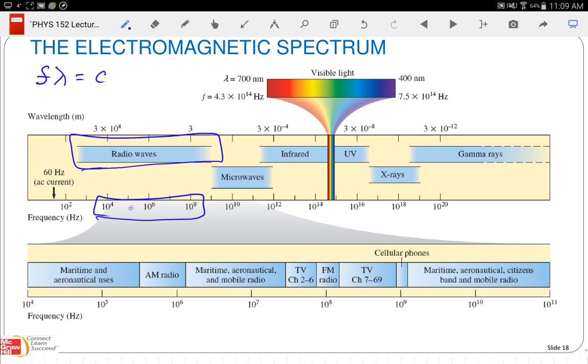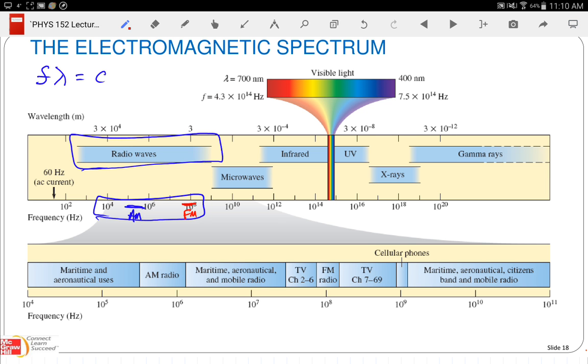is somewhere in this ballpark. And then your FM dial goes from somewhere around 86-ish megahertz, so 8.6 times 10 to the 6, or 10 to the 7th, sorry, up to 100 and somewhere around 109, 108. So the FM dial is up here.